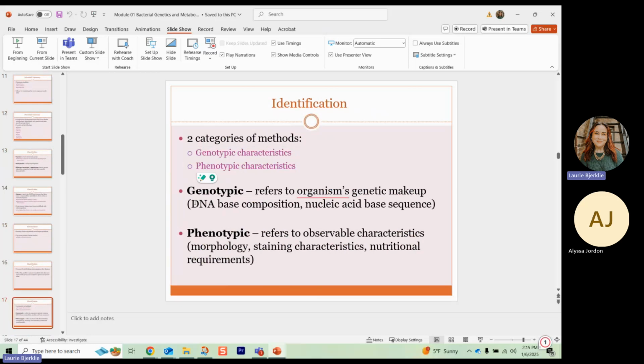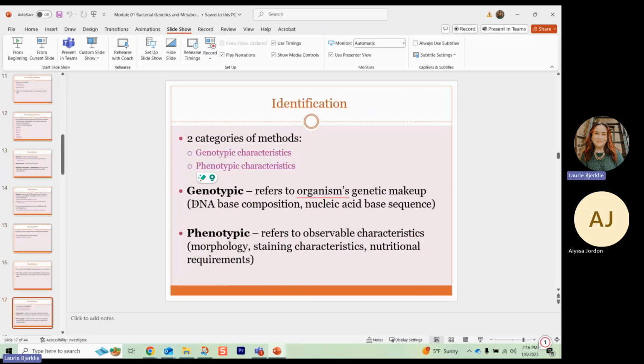Phenotypic is the morphology: how does it look on an agar plate? How does it stain? What is the stain reaction? There are different tests that we are going to run in your micro lab. You get to play with these tests. They're quite fun. Is it positive? Is it negative for that test? You put all of that together and then you can figure out what you have.